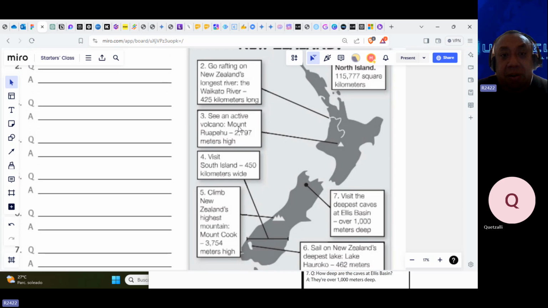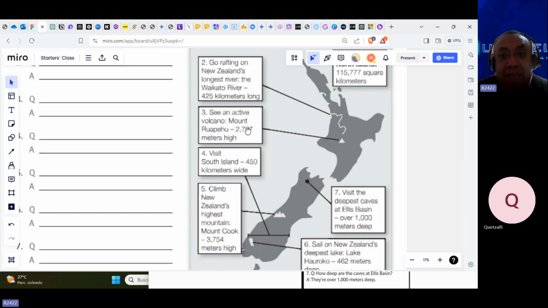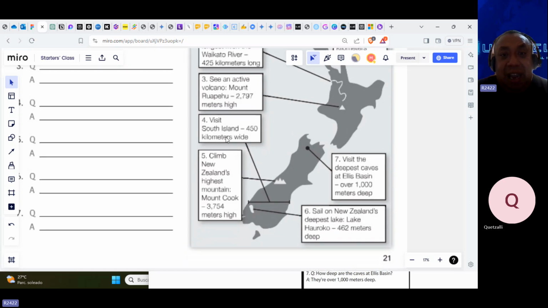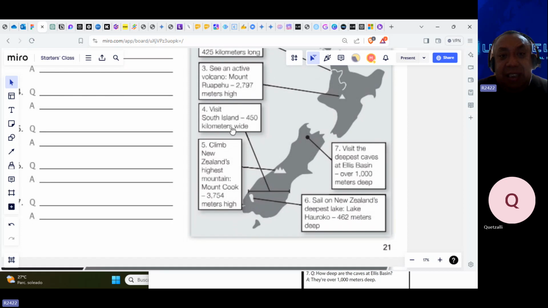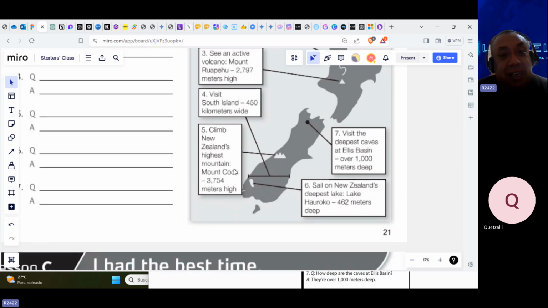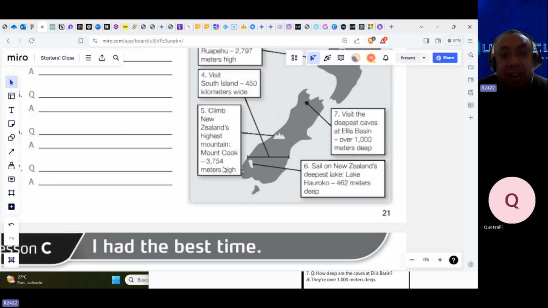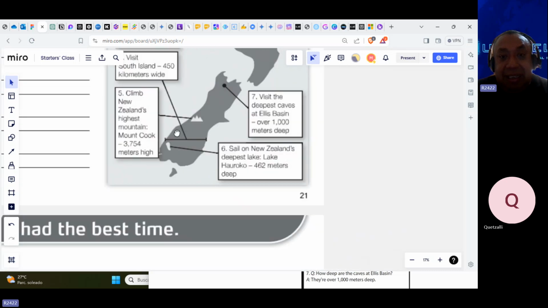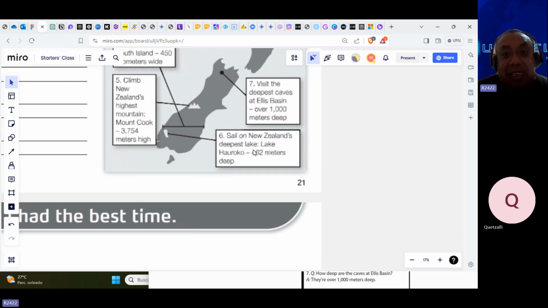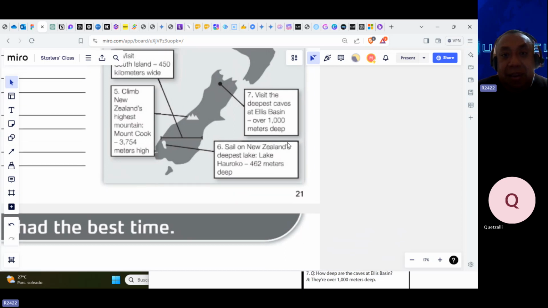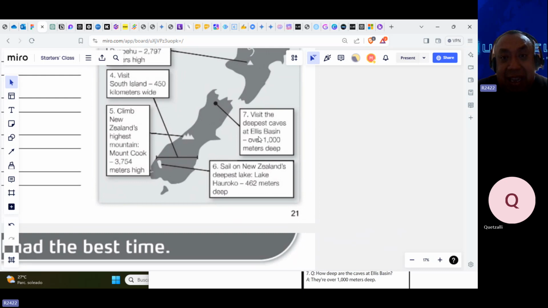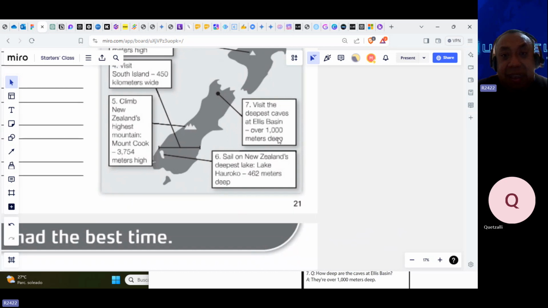See an active volcano, Mount Ruapehu, 2,797 meters high. Visit South Island, 450 kilometers wide. Climb New Zealand's highest mountain, Mount Cook, 3,754 meters high. Sail on New Zealand's deepest lake, Lake Hauroko, 462 meters deep. Visit the deepest caves at Ellis Basin, over 1,000 meters deep.